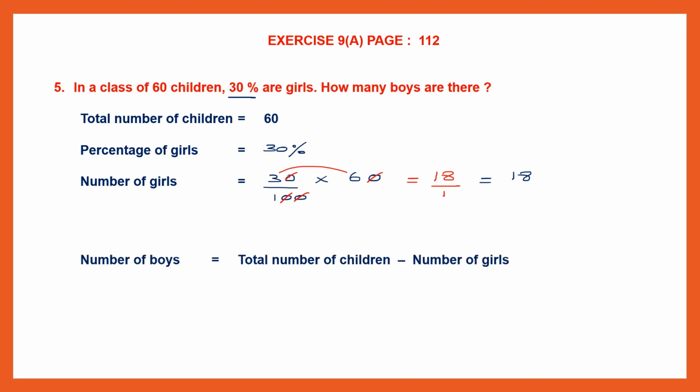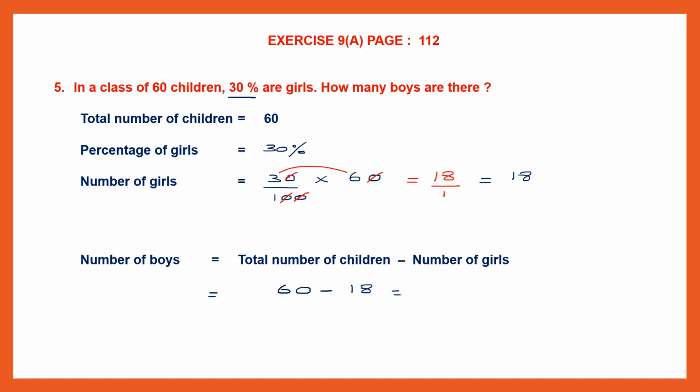So now we have to find the number of boys. How do we find the number of boys? Take the total number of children and subtract the number of girls from it. So you'll find the number of boys. The total number of children is 60 and the number of girls is 18. So we have to subtract those two. Total number of children is 60 minus number of girls is 18.